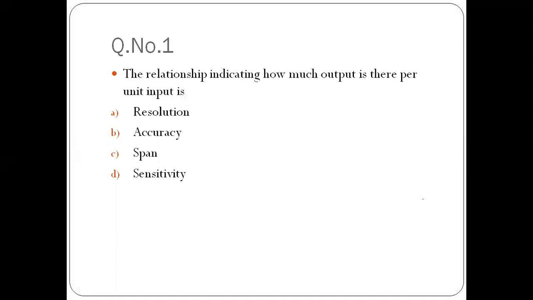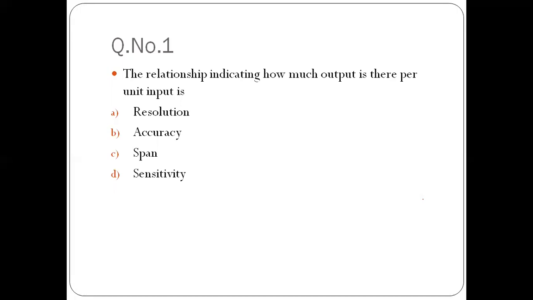The first question: the relationship indicating how much output is there per unit input is. So these are some of the static characteristics of sensors. First is resolution. Resolution is nothing but the smallest change in the input that has to be made in order to produce a detectable change in the output.